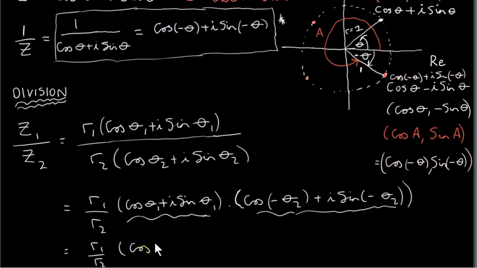So the result of doing this multiplication is cos of this argument theta 1 plus this argument here, which is minus theta 2. So we get theta 1 plus minus theta 2, or that's just theta 1 minus theta 2, plus i sine of the sum of the arguments. So we have theta 1 plus minus theta 2, or theta 1 minus theta 2. So that was covered in a previous video where we showed how to multiply two complex numbers that are in polar form. We simply add the arguments.